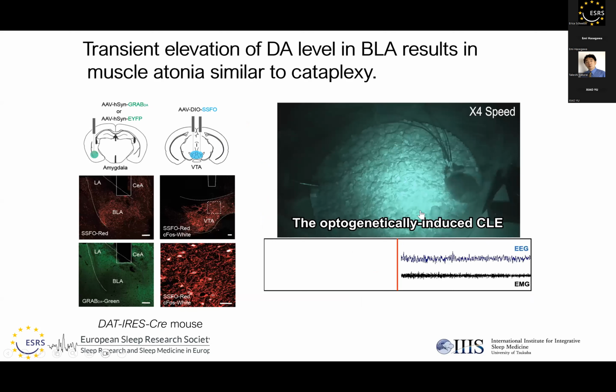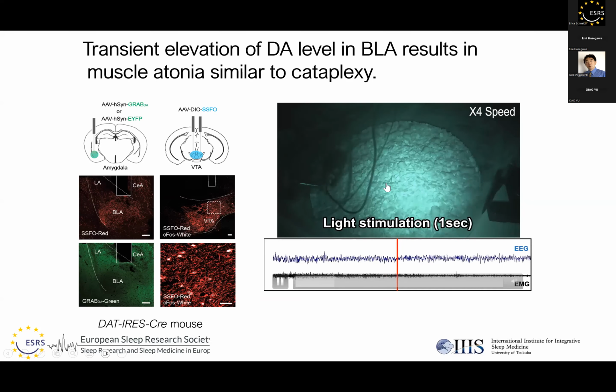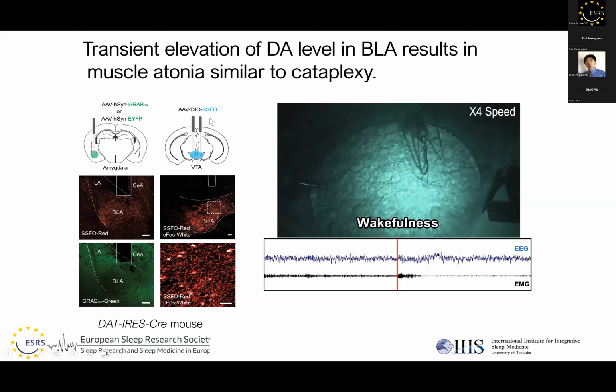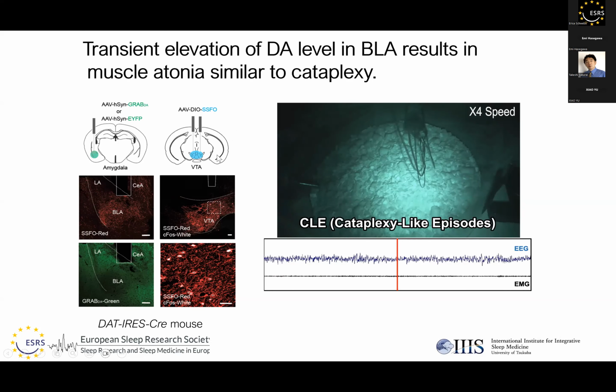Next, in order to ascertain the causative relationship between the increase in DA levels in the BLA and cataplexy, we utilized optogenetics to selectively activate the VTA neurons during wakefulness. We again used SSFO. SSFO was expressed in VTA dopamine neurons of DAT-Cre mice, and bilateral optical fibers were implanted in the VTA for optogenetic stimulation. Following optogenetic stimulation, the mice displayed cataplexy-like behavioral arrest.